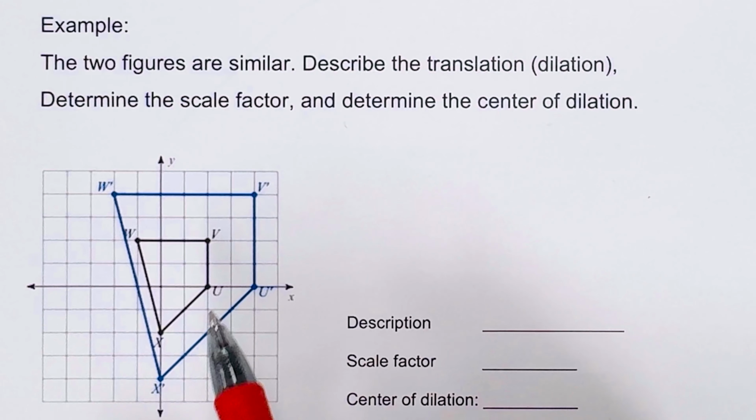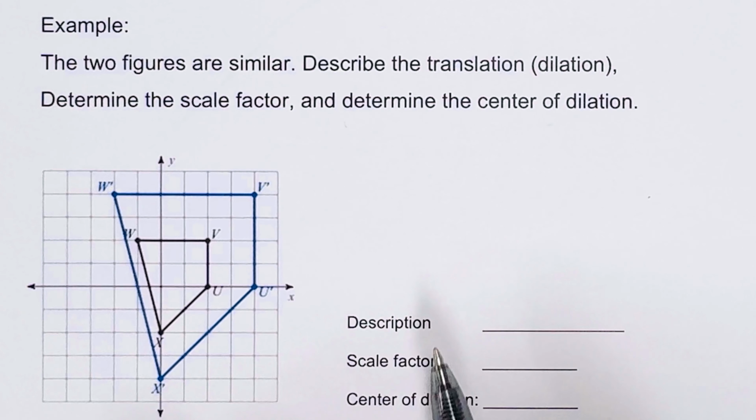These two figures right here are similar. So we're supposed to describe it. There's a description that we need to write down here. We need to determine the scale factor and the center of dilation. First, we remember that in a given picture involving dilation, we have two types of picture.